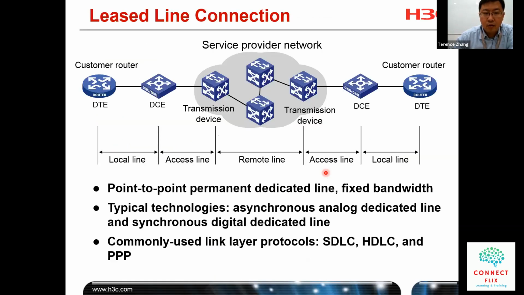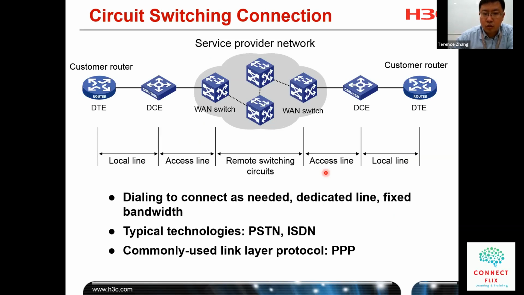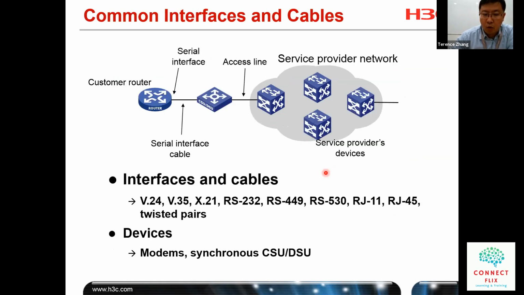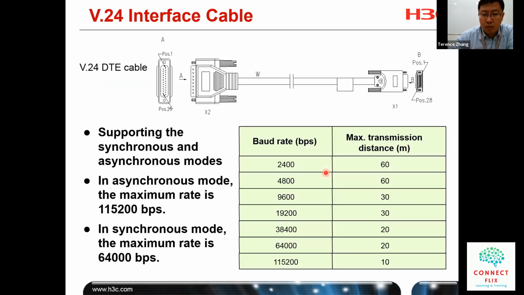And about the leased line, circuit switching connection, and the interface and cable, we can just take a look for reference. We don't have to remember all the information. But V.24 cable is the typical cable for WAN. So the key point is this page, and the information on this page is very important, right? We need to remember what kind of mode it supports: synchronous mode or asynchronous mode, different transmission modes. And what is the maximum rate or maximum bandwidth it supports under different modes.